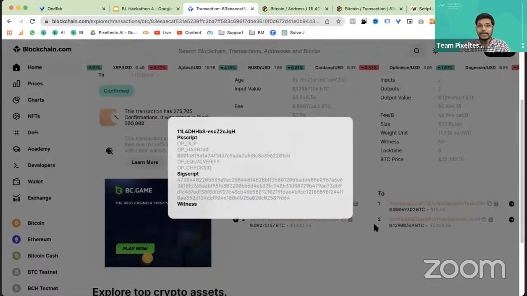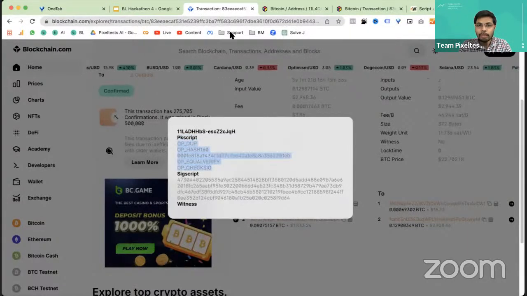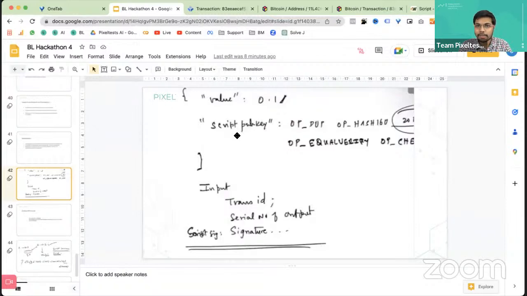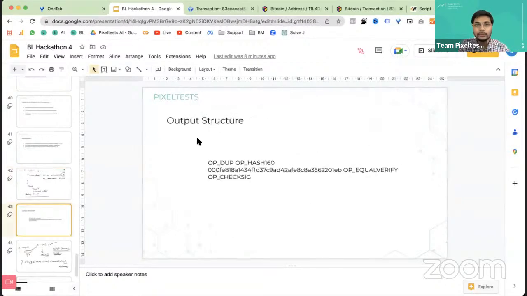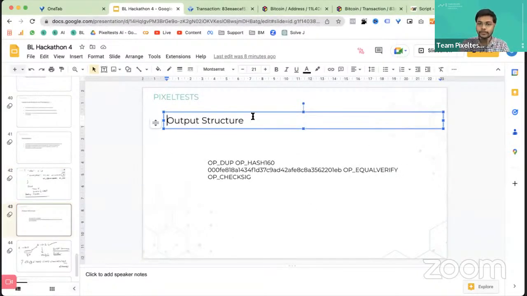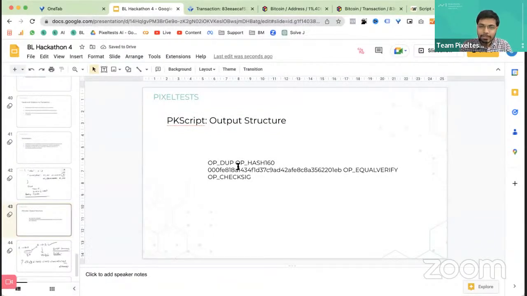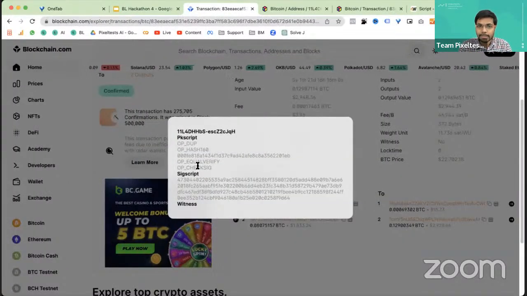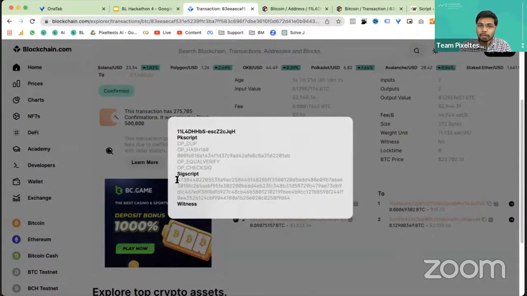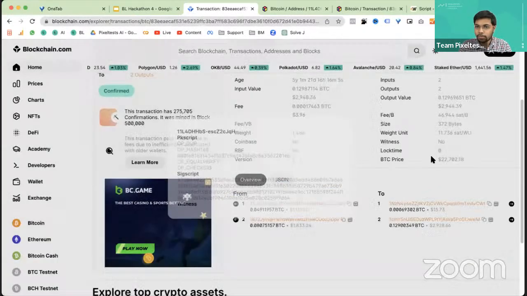Thanks, Ashish. Great. So now what is the name for this? This is called the PK script, right? The whole structure that we are talking about here is called the public key script, or script public key. So the output structure is the PK script. Now we have understood what the PK script is, the structure of it along with a real life example. It also passes the signature script.